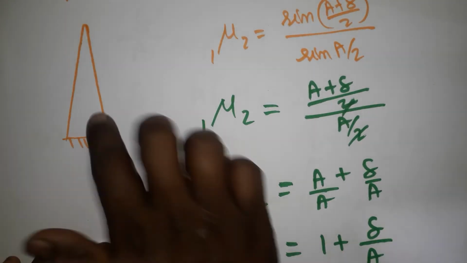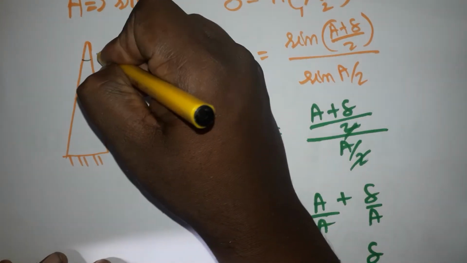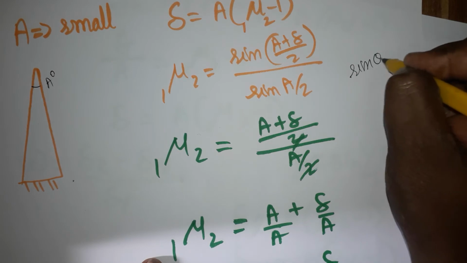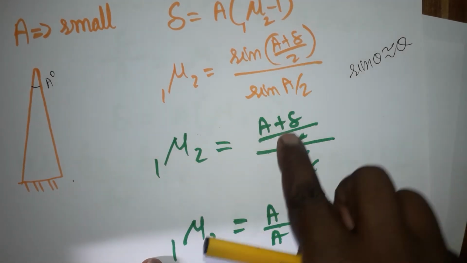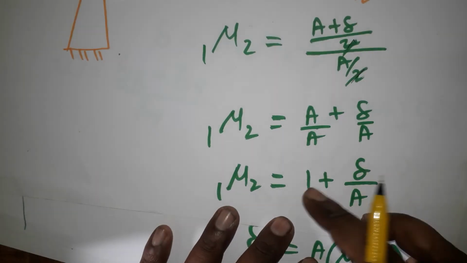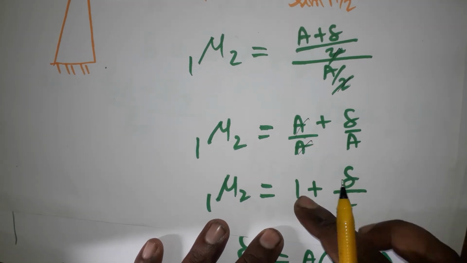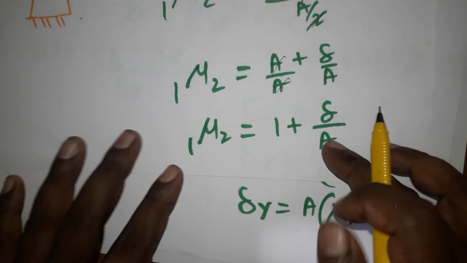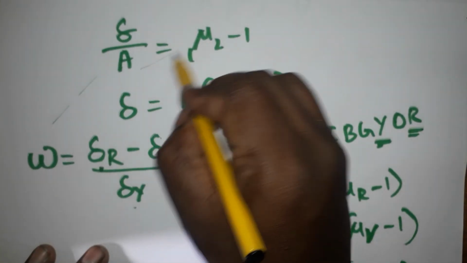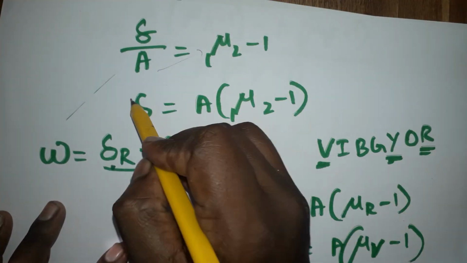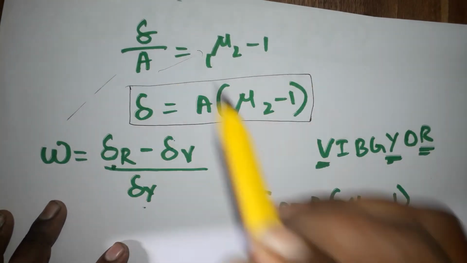Then I am going with the angle of a thin prism. I am taking a thin prism, where the prism angle is less than 10 degrees, a very small thin prism. When this angle is small, sin theta is approximately equal to theta. So this becomes theta, this becomes theta, the 2 will cancel, and A will cancel. So we get 1 plus deviation divided by 2. If you bring the 1 to this side, mu minus 1 is equal to deviation divided by A. If you bring A to this side, deviation is equal to A times (mu minus 1). This is called the thin prism formula. This is only applicable for a thin prism.